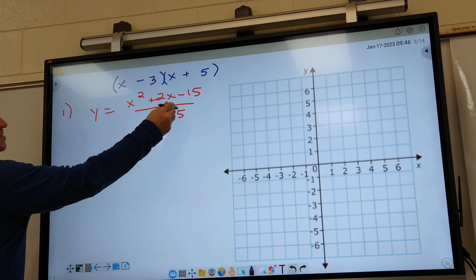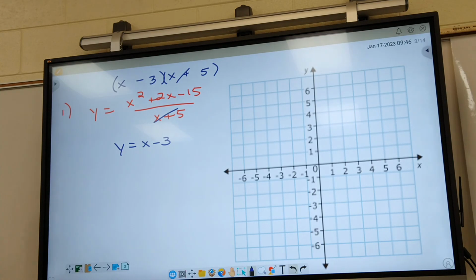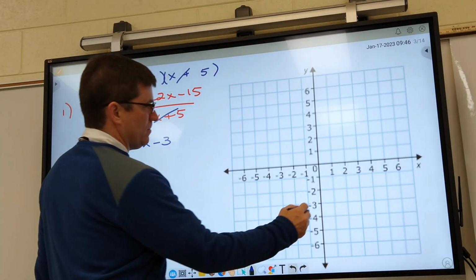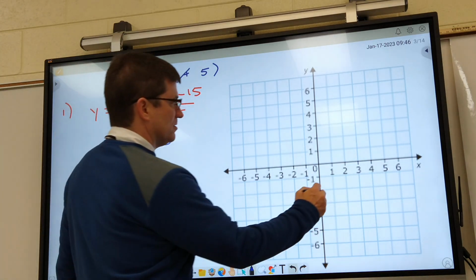All right, so I mark out x plus 5. I bring down x minus 3. All right, we got to graph it. Matthew, where do I go to start that graph? Negative 3 down. All right. What's my rise over run? 1 and 1. Y'all got this.